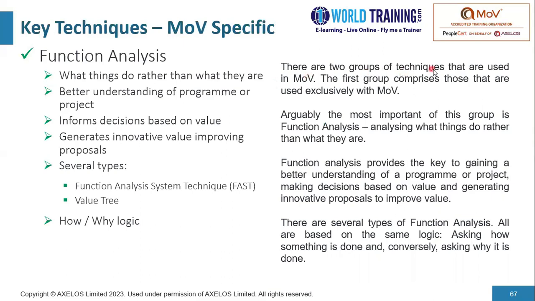There are two groups of techniques that are used in MoV. The first group comprises those that are used exclusively with MoV. And arguably the most important of this group is the function analysis, which analyzes what things do rather than what they are. Function analysis provides the key to gaining a better understanding of a program or project, making decisions based on value and generating innovative proposals to improve value.